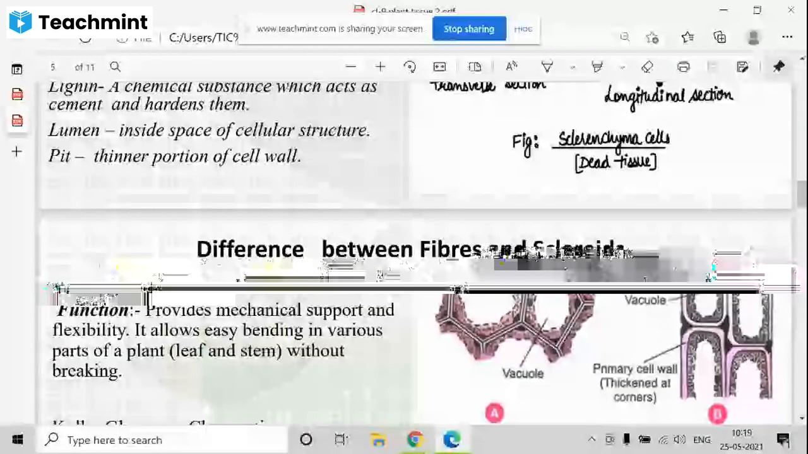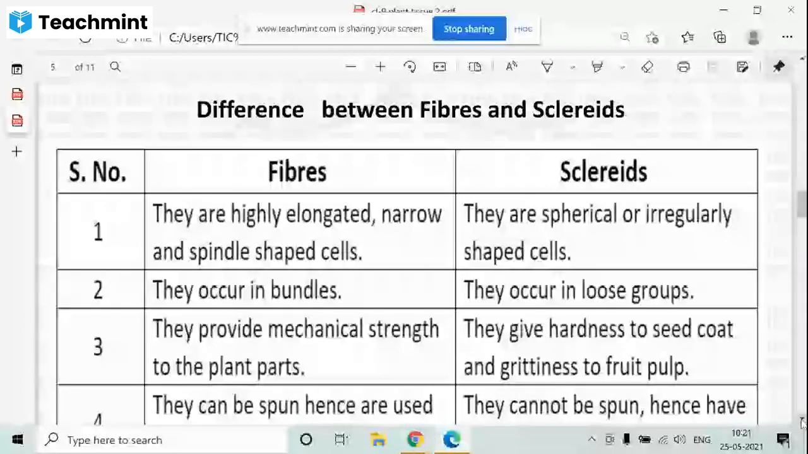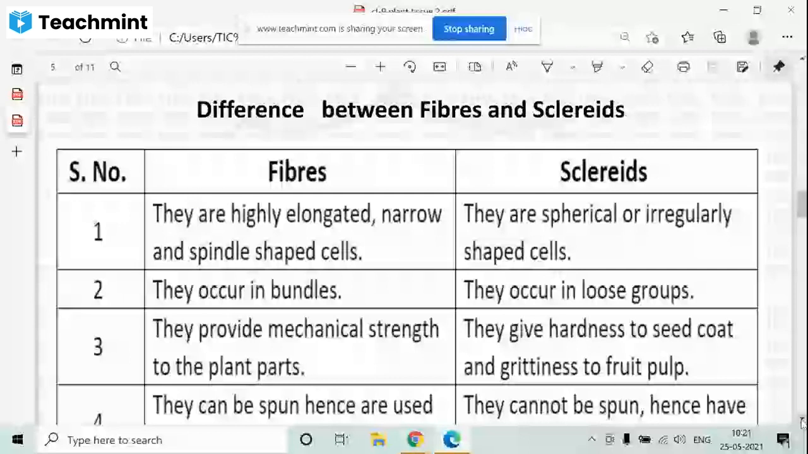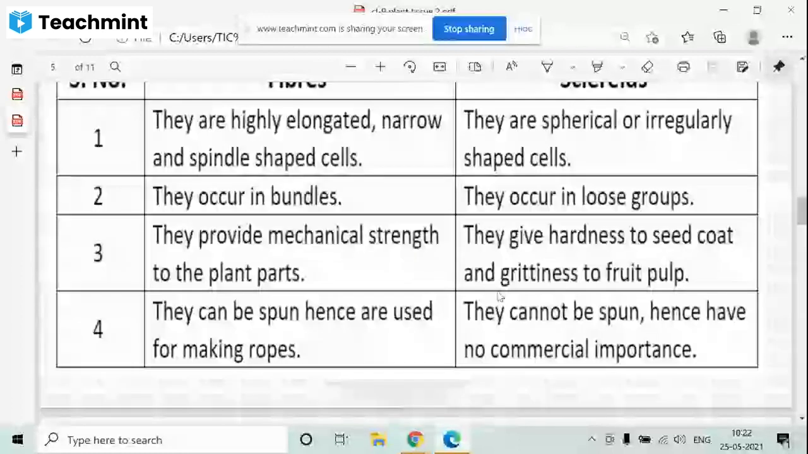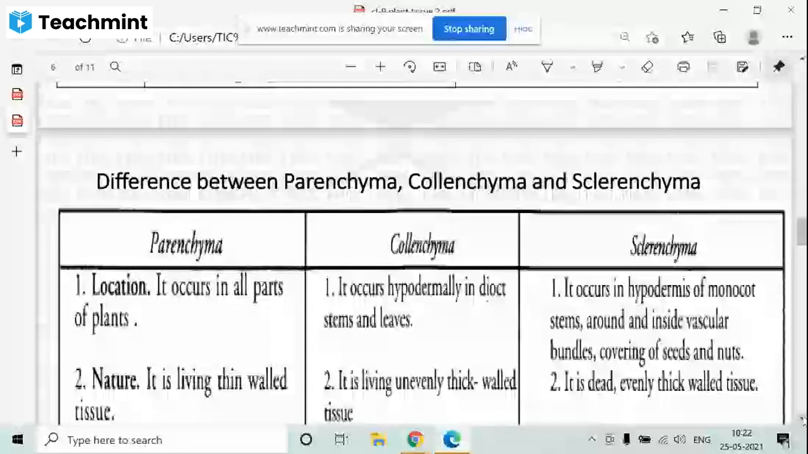Okay, fine. Then next, the difference between sclerites and fibers of sclerenchyma tissues. I have given it together. Please go through it. Fibers are highly elongated, narrow, and spindle shaped. Sclerites are spherical and irregular in shape. Fibers occur in bundles. Sclerites occur in loose groups. Got it? Fibers provide mechanical strength to the plants, while sclerites give hardness to the seed coat. These are four differences given.